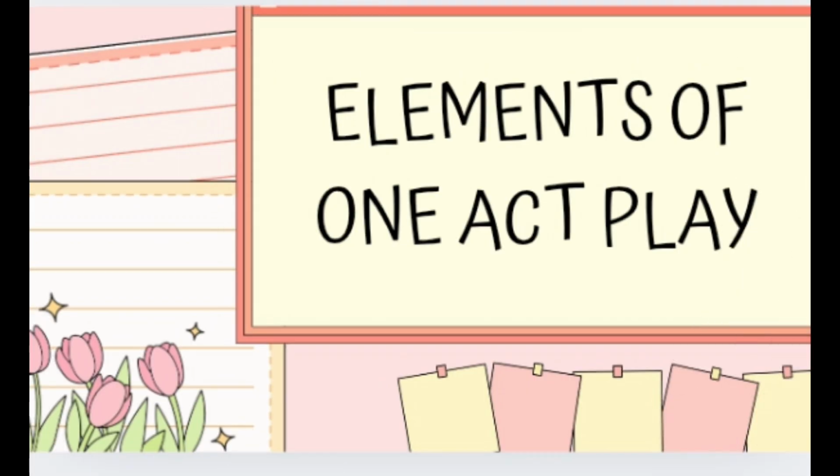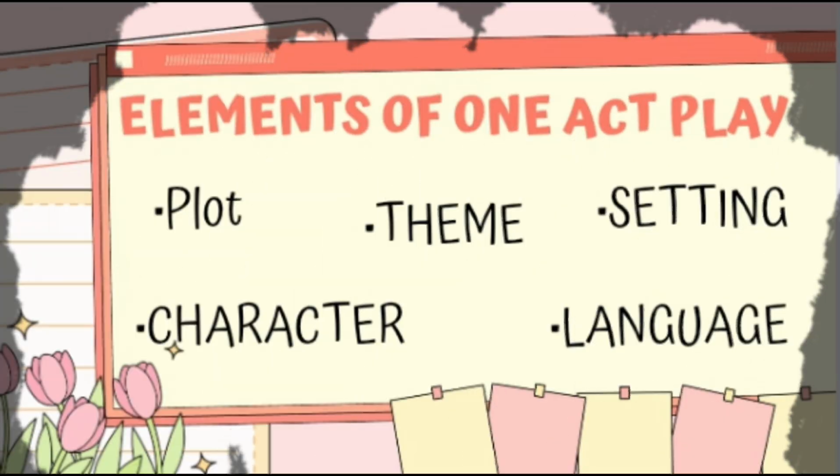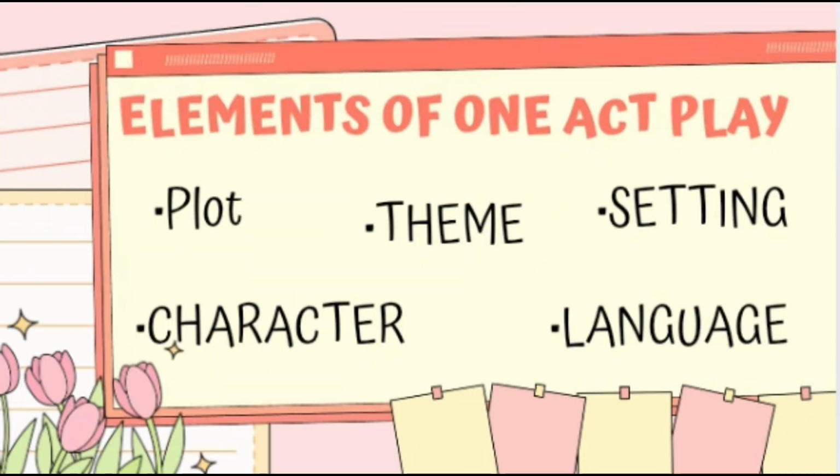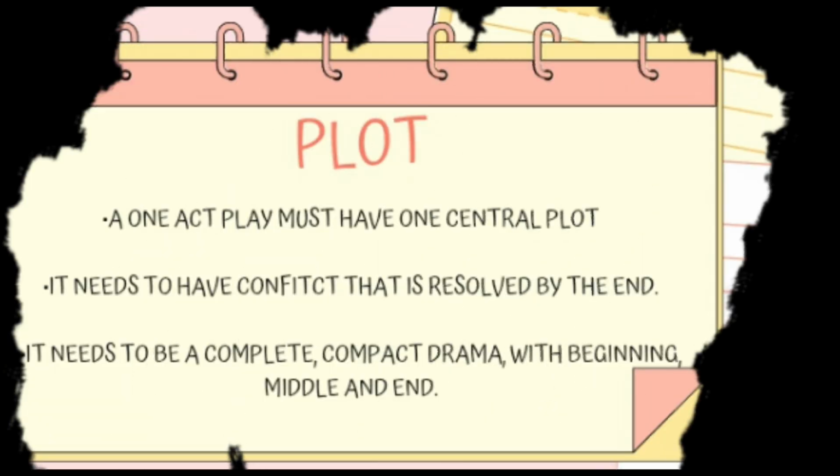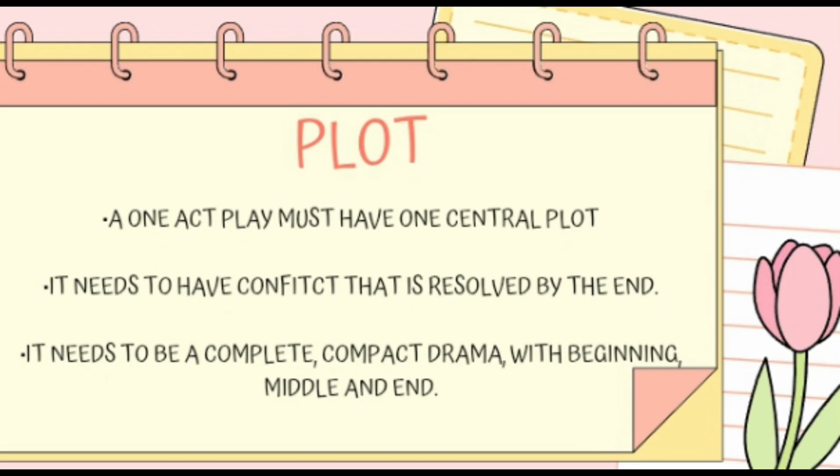Okay, so our topic today, class, is all about the elements of one-act play. In the elements of one-act play, we have the plot, character, theme, setting, and language. The first is the plot. A one-act play must have one central plot. Second, it needs to have a conflict that is resolved by the end. And third, it needs to be a complete, compact drama with a beginning, middle, and end.